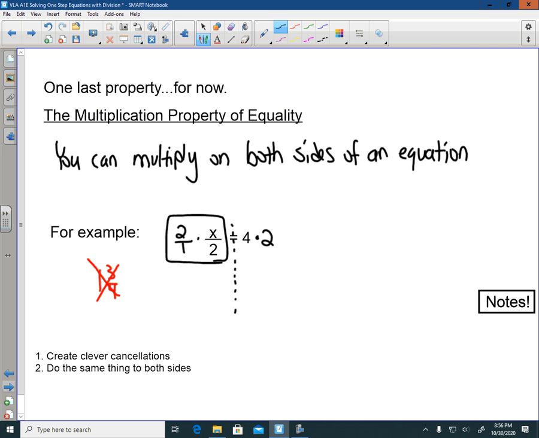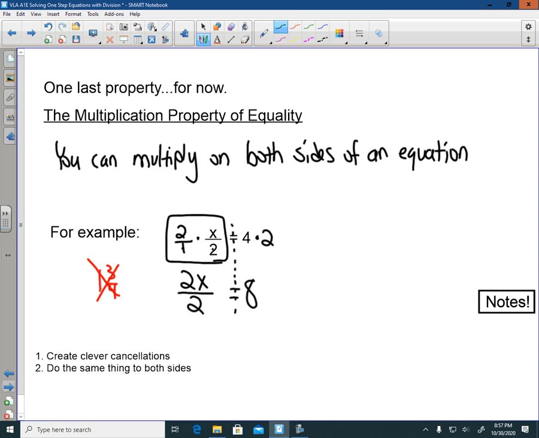We have a multiplication of fractions problem. That's why we reviewed this. And you multiply straight across the top. 2 times x is just 2x. And 1 times 2 is 2. And on this side, you have 4 times 2, which is 8. Now don't get crazy. We won't have to do this every time. I'm just showing you why it works.